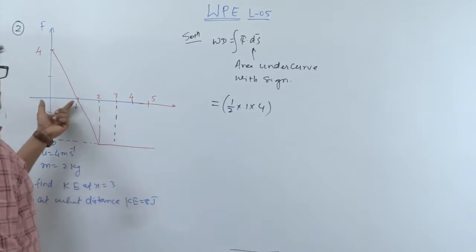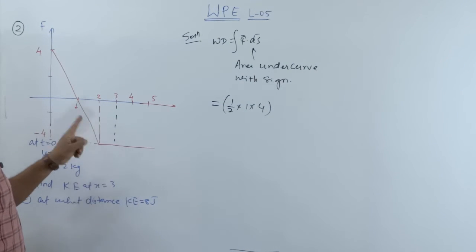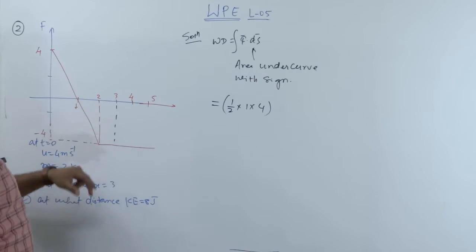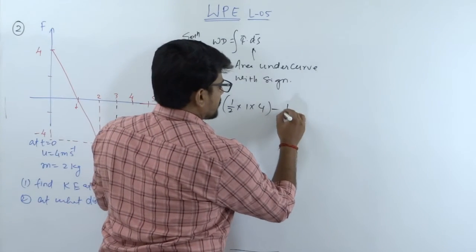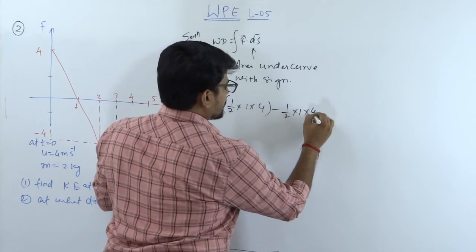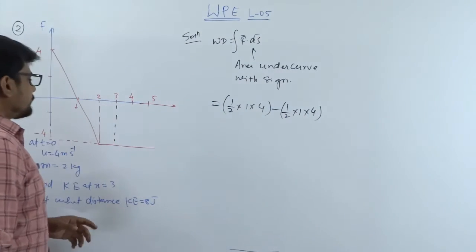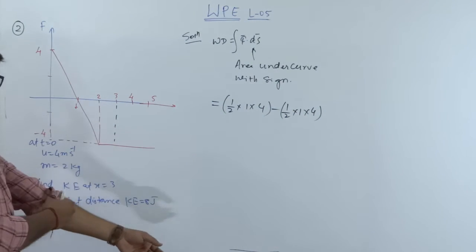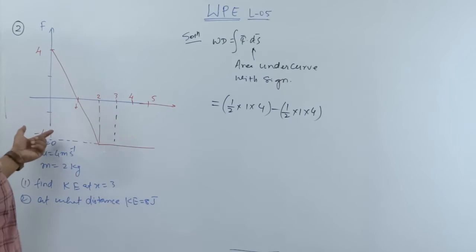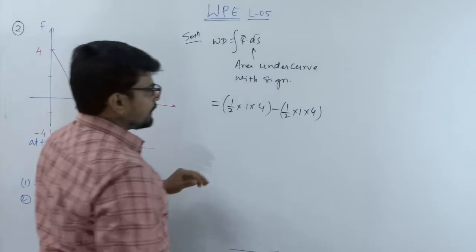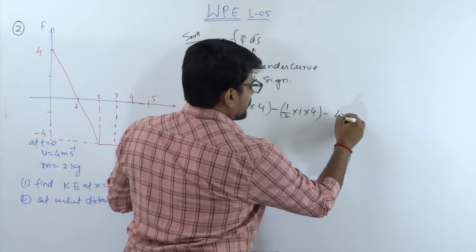We have got the area for this part. Area of this part should be negative. Base is 1, height is -4. So we'll have minus half into base 1, height 4. Now the area of that part should be 4 into 1 with a minus sign. So we'll be having minus of 4 into 1.